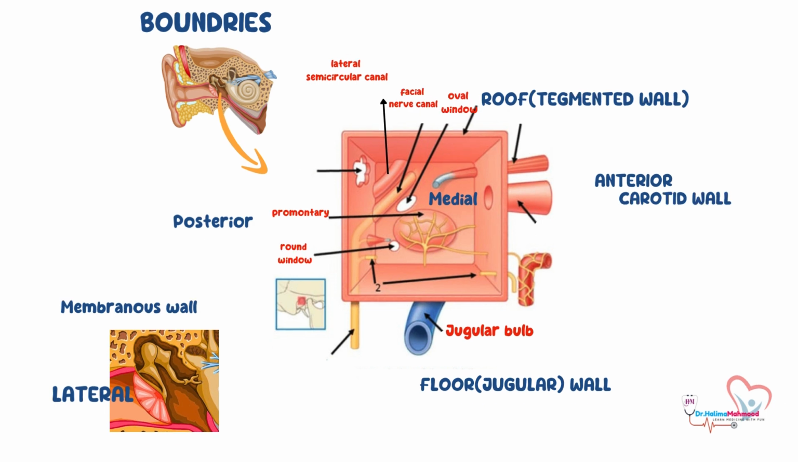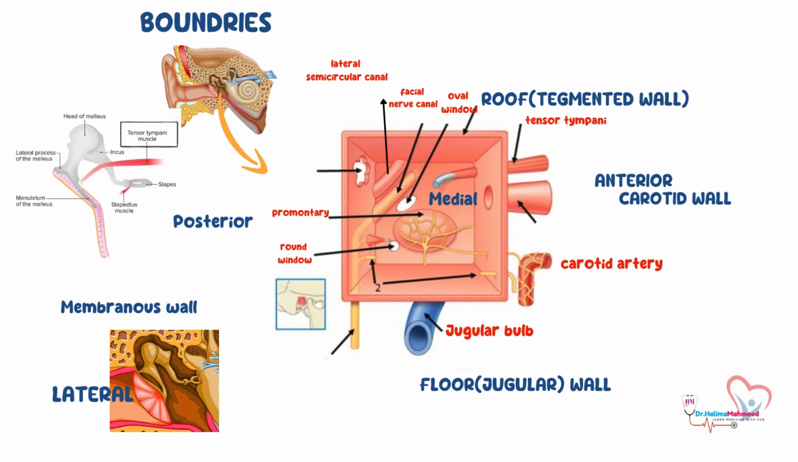The next, anterior wall, is also called the carotid wall because it separates the middle ear cavity from the carotid canal. Carotid canal acts as a passageway for the internal carotid artery from the neck to the middle cranial fossa. There are two openings in the anterior wall. The upper opening is for tensor tympani muscle. Tensor tympani muscle enters the cavity through the anterior wall and after passing through processus cochleariformis, which acts as a pulley for this muscle, gets attached with the handle of the malleus.